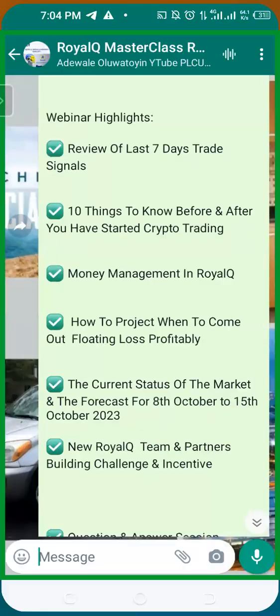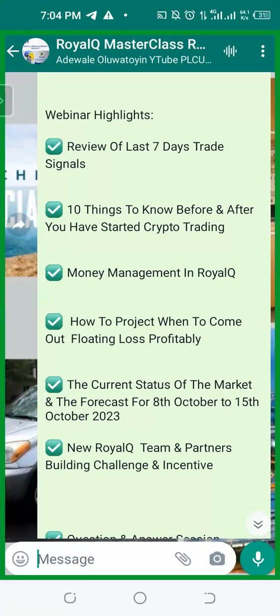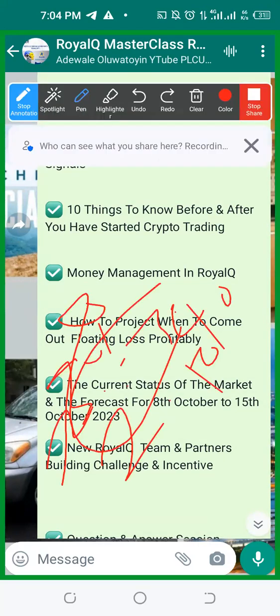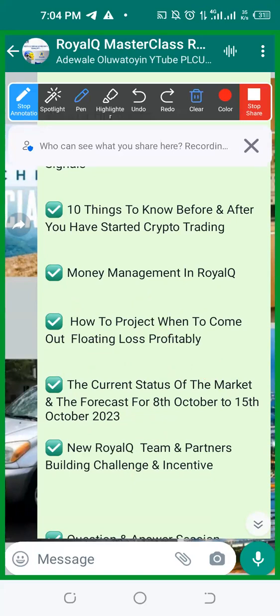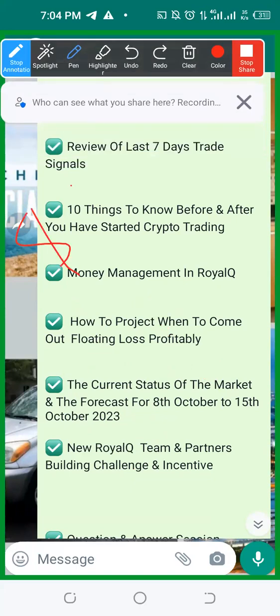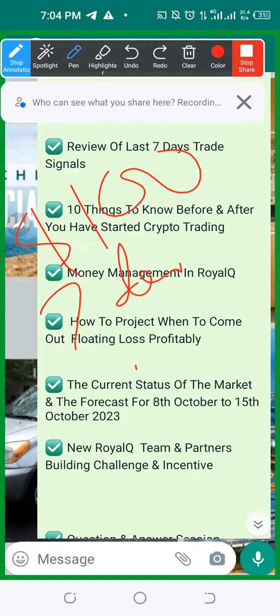Money management. I think I've overstretched this. Somebody even told me this evening that he entered a coin with about $100, and that coin is so slow. It's taking like 7 days. It's not really going up. It's not really going down. It's just slow. He wants to go and take another coin. I said, don't do it.